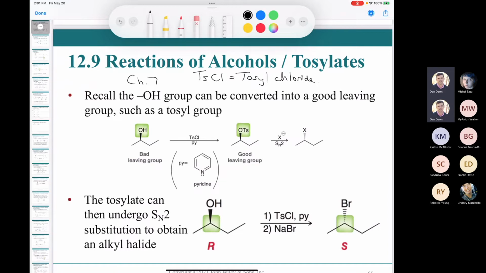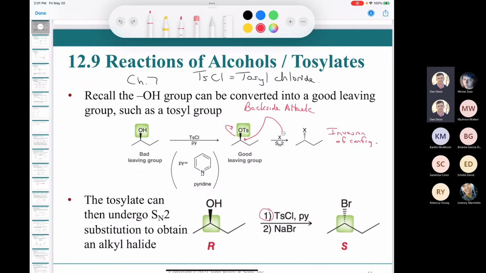And then our nucleophile is going to attack via a backside attack. So this would be backside attack. And so we get our alkyl halide formed, but we end up with inversion of configuration. We see that right here. In the first step, we treat this R 2-butanol with tosyl chloride and pyridine to make the tosylate. So that's what we make in the first step.